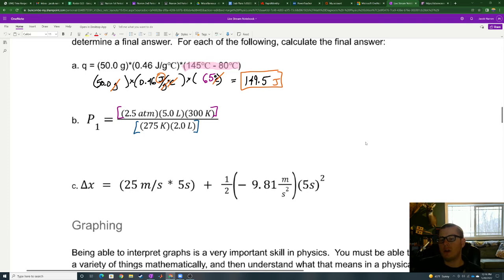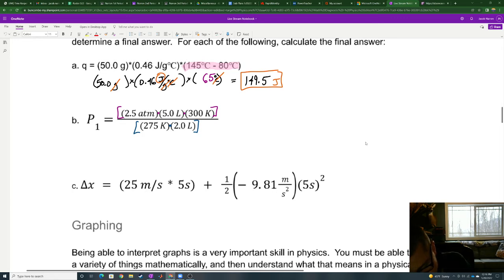So I'm multiplying, right? Everything in the numerator is being multiplied. And by the way, that's what that means. Whenever you see parentheses that are bumping up against one another, and I know some of you maybe forgot that, that just means multiplication. So I'm doing 2.5 times 5 times 300. In the denominator, same thing, 275 times 2. That's really what I'm doing here, okay? So I'm going to do 2.5 times 5 times 300, all in one go on the calculator.